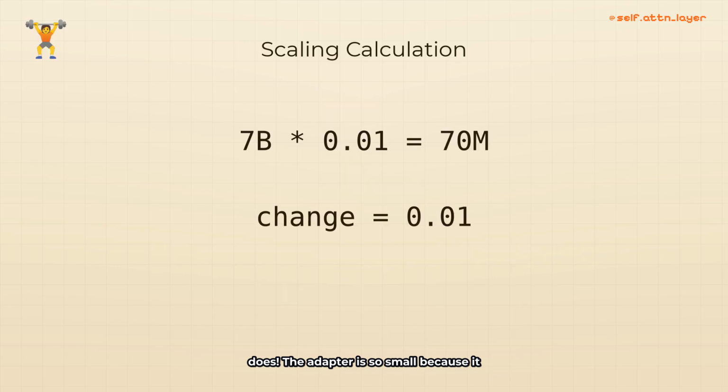The adapter is so small because it only changes 1% of the model's numbers, and those changes are tiny. For a 7 billion parameter model, that's 70 million numbers changed by just 0.01 each.